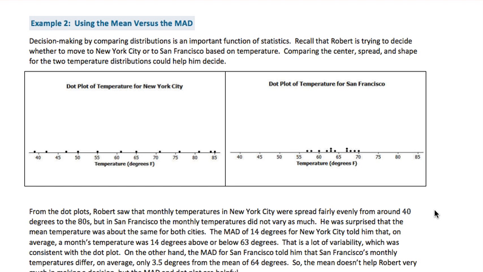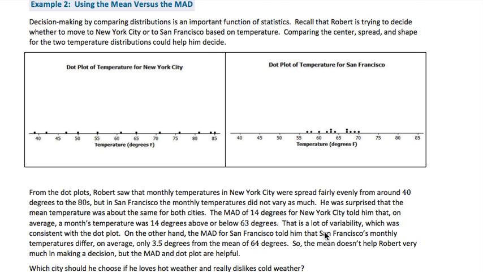The mean absolute deviation of 14 degrees for New York City told him that, on average, a month's temperature was 14 degrees above or below 63 degrees. That's a lot of variability, which was consistent with the dot plot. On the other hand, the mean absolute deviation for San Francisco told him that San Francisco's monthly temperatures differ, on average, only 3.5 degrees from the mean of 64 degrees. So the mean doesn't help Robert very much in making a decision, but the mean absolute deviation and dot plot are helpful.